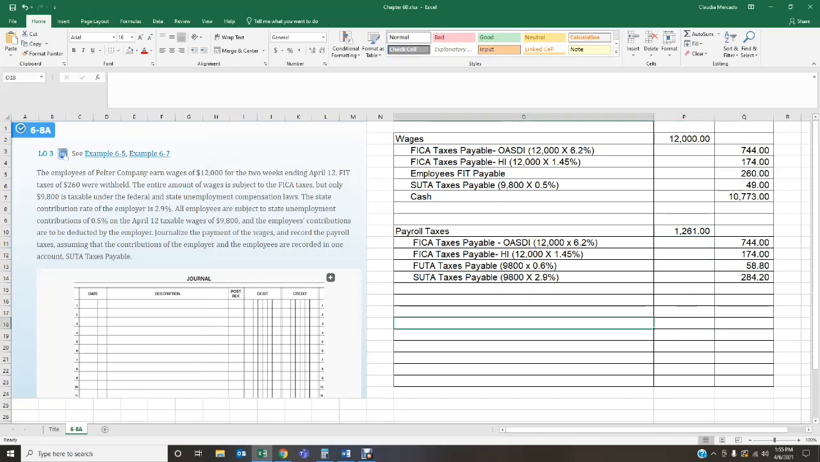So, fairly straightforward problem. I've already covered several of these problems where we first record the payment of the wages and then the payroll taxes. Just different scenarios are being presented. Like in this case, we had the scenario where the employer also had to pay SUTA taxes. But the concept is the same. By now, we should be familiar with recording payroll, the payment of wages, and the payroll taxes. So this is how the problem is solved.